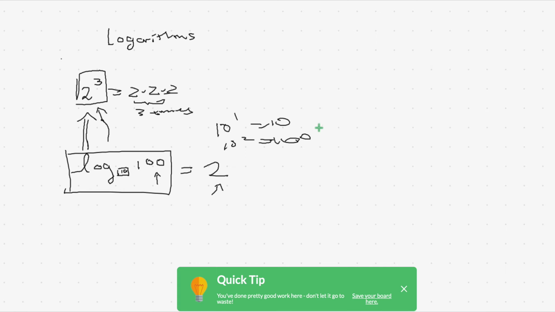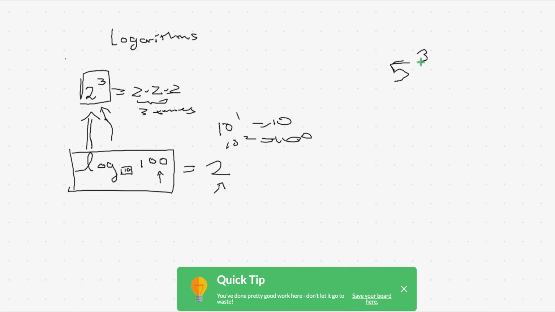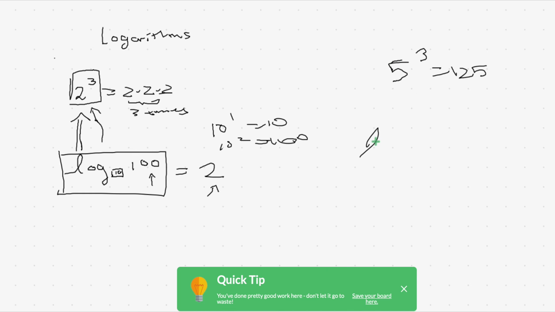So let's do an example. Let's say 5 to the third power is 125. Now write this in log form. Well, we know the base is 5, right? So log base 5, and this is where the answer is, 125. So 5 raised to what power is 125? Well, we've said it here: 5 raised to the third power is 125. So the answer is 3.